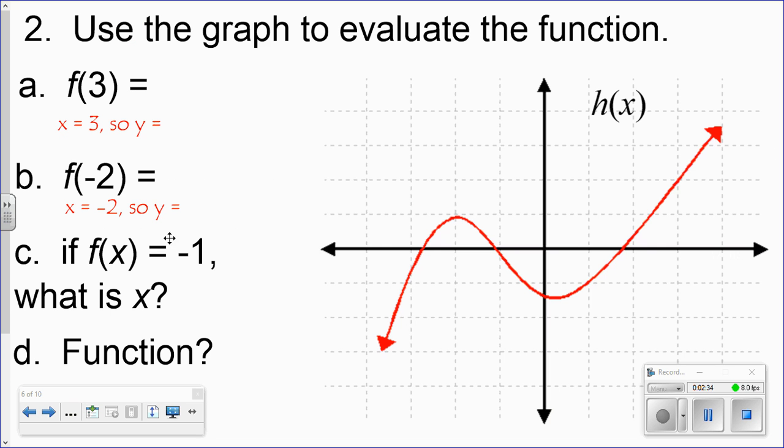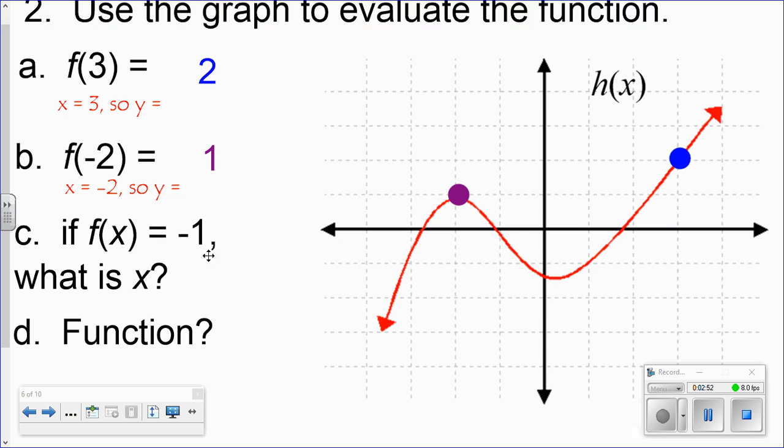Use the graph to evaluate the function. So f of 3, so we go to where x is 3, and that means y is 2. This one we go to where x is negative 2, and y is 1. If f of x is equal to negative 1, that means y is negative 1. What's x? So we actually have two answers. Is this a function? Yes. Remember, y can be repeated.